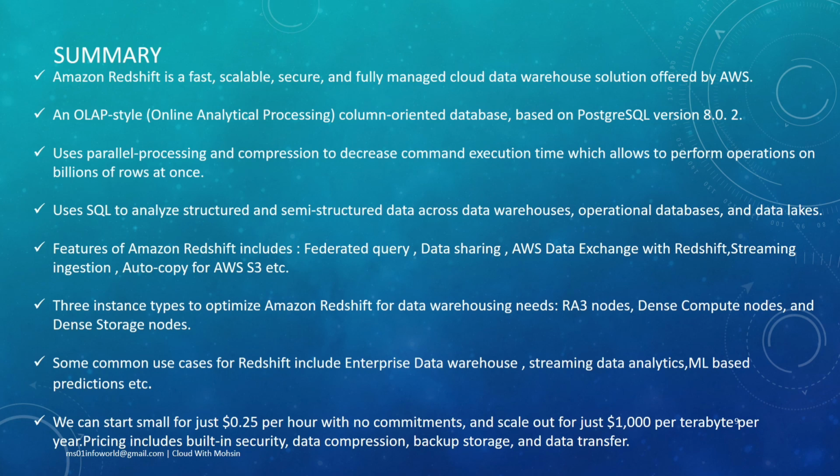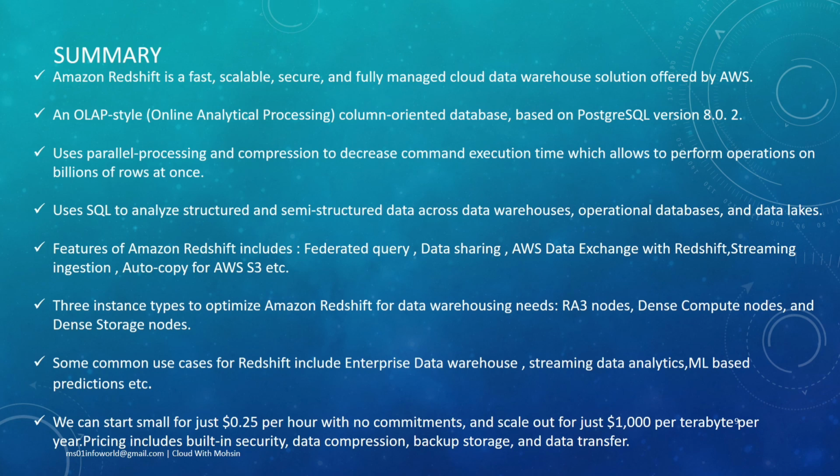We discussed that RA3 is basically for high performance. This is the high performance node. Dense compute we use when the data is less than 500 GB. It uses SSDs and it's very fast. And dense storage is a low cost solution, and it uses hard disk drives instead of SSDs.